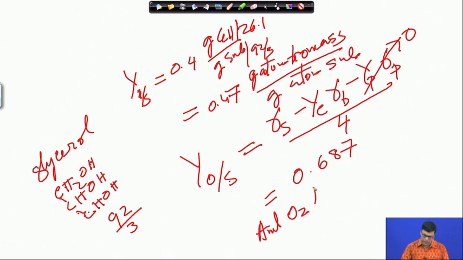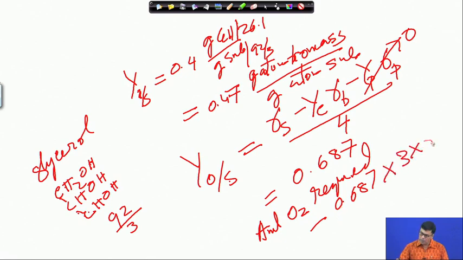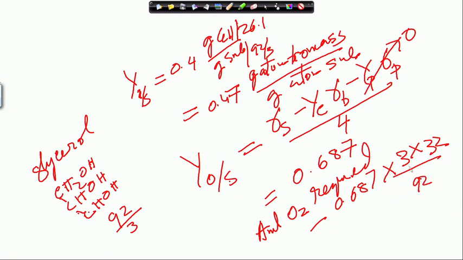So how can we calculate the amount of O2 required? This is 0.687 multiplied by 32 divided by 92 by 3. This is 92 by 3 and this is 32. If you multiply, it comes around 0.72 gram of oxygen per gram of substrate. So we can easily calculate.